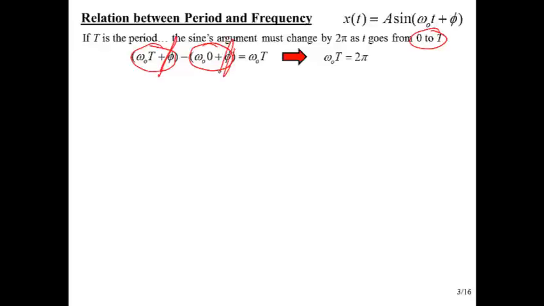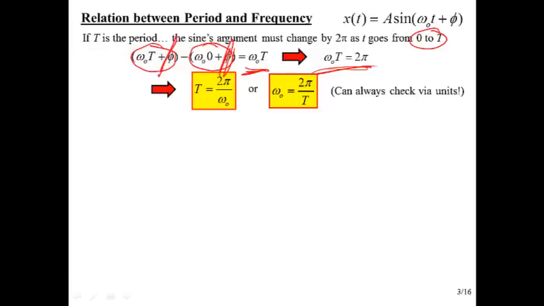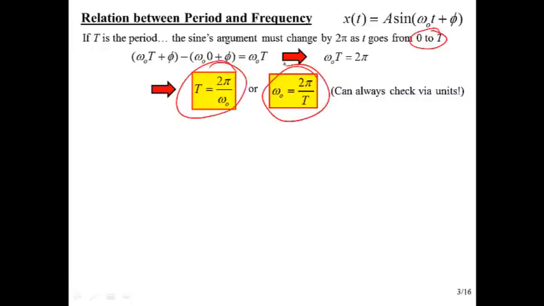The phi values end up canceling out, and we're left with the result omega 0 times capital T. That's an angle, right? It's radians per second times seconds, so it's in radians. And that angle has to be equal to 2 pi because that's one complete cycle. So right there it tells us the relationship: the product of omega 0 times capital T must be equal to 2 pi. But more importantly, we can then solve that for T and get this result, or we can solve it for omega 0 and get this result.